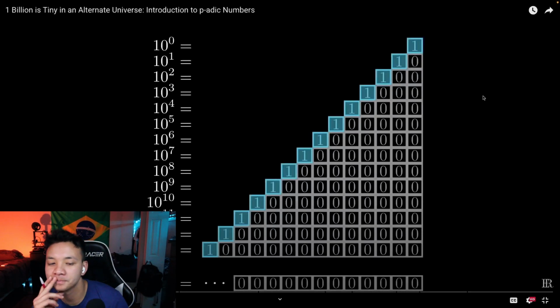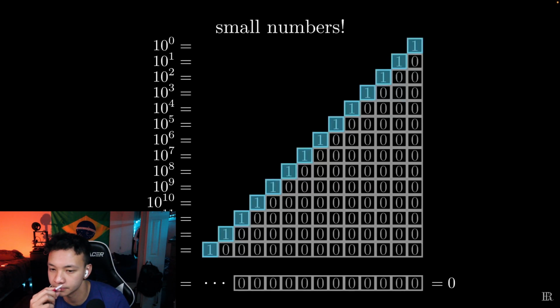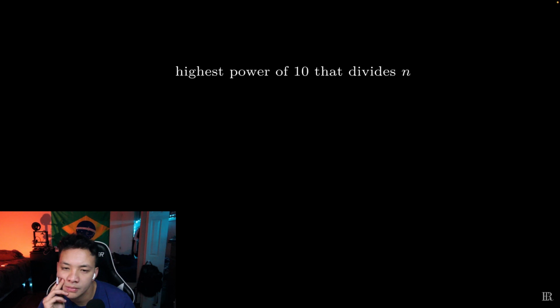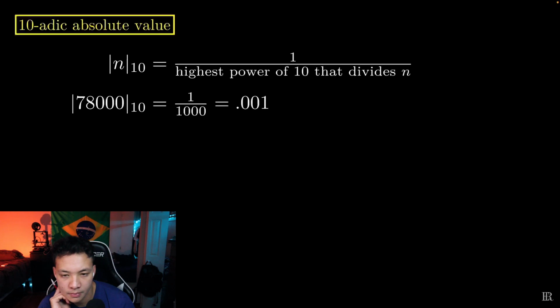...is getting closer and closer to the number with all of its digits equal to 0, which is 0 itself. Since powers of 10 are close to 0, that means they're actually small numbers. We can make this precise by defining a new absolute value. Determine the highest power of 10 that divides a number. Then divide 1 by that power of 10. This is its 10-adic absolute value. For example, 78,000 is divisible by 1,000, but not 10,000. So its 10-adic absolute value is the real number 1 over 1,000.